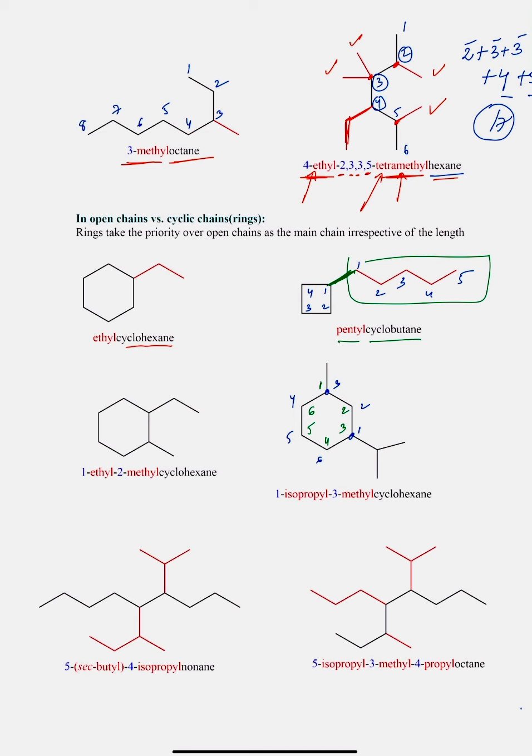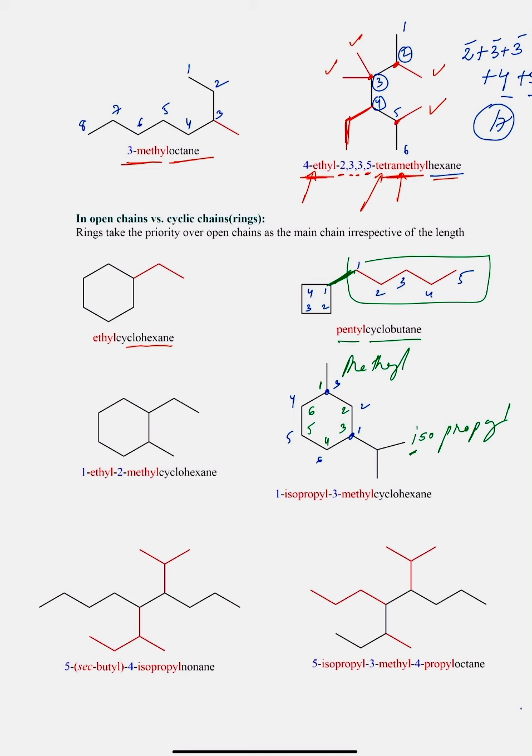Now the question is, which is correct, the green one or the blue one? Here you have an isopropyl group. Here you have a methyl group. Now there is a tie here according to the lowest sum rule, so numbering should be done based on the alphabetical order. Now tell me which comes first, isopropyl or methyl? In isopropyl, I should consider I for the alphabetical order. I comes before M. So isopropyl should get the number 1 and methyl should get the number 3. So I think the blue numbering is correct. Your answer is 1-isopropyl-3-methylcyclohexane.